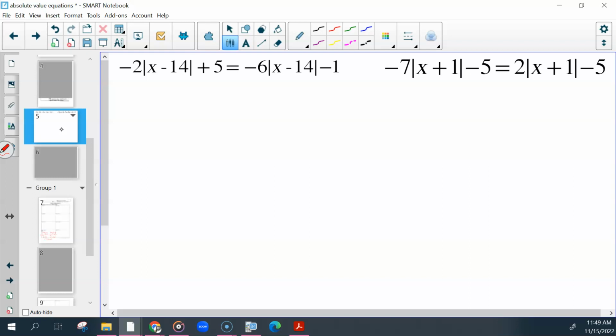So the first one is -2 times the absolute value of x minus 14 plus 5, equals -6 times the absolute value of x minus 14 minus 1. And then the other one is -7 times the absolute value of x plus 1 minus 5 equals 2 times the absolute value of x plus 1 minus 5.